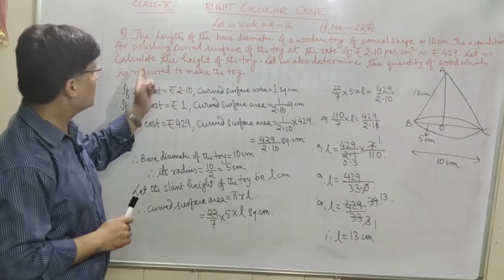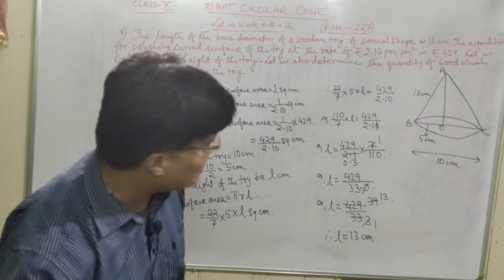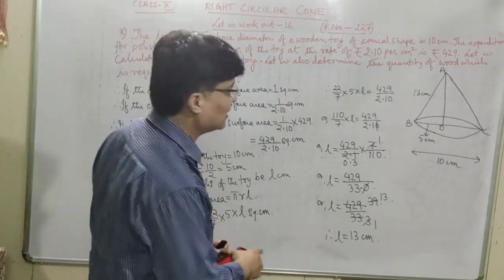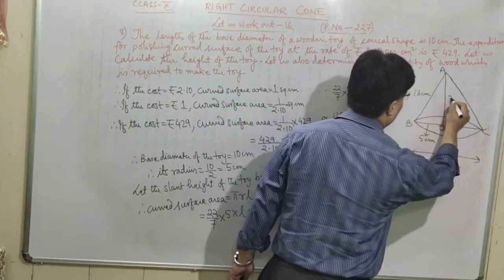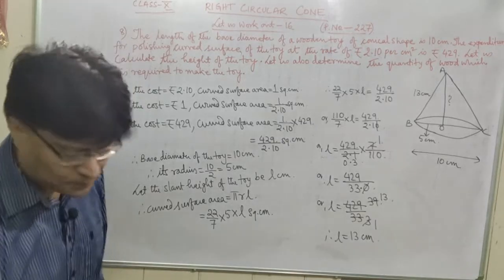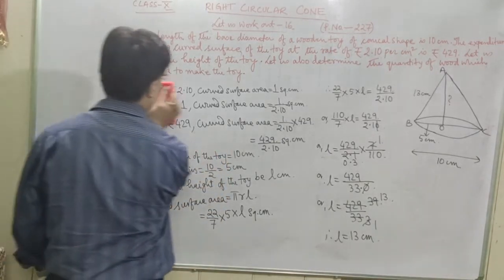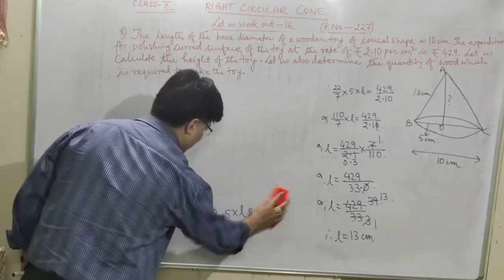So now you have to calculate the height of the toy. That means you have to find out the vertical height of the toy. That is, you should get the length of AO. You have to get the height AO. Okay, so let us find it. So now you know that Pythagoras theorem.